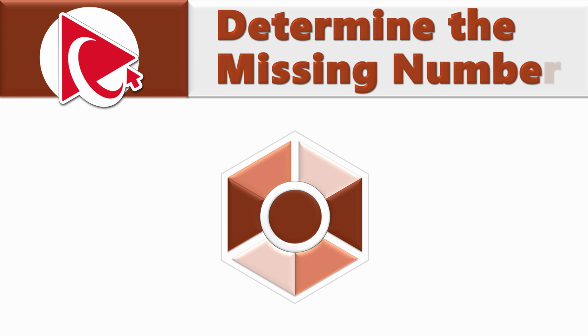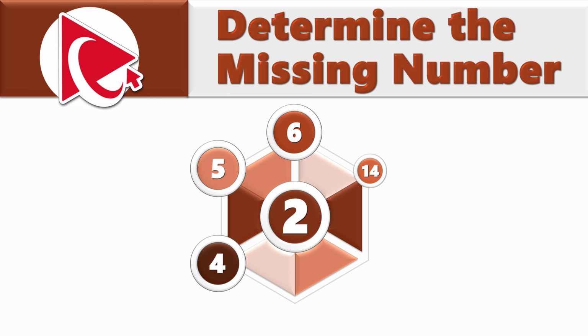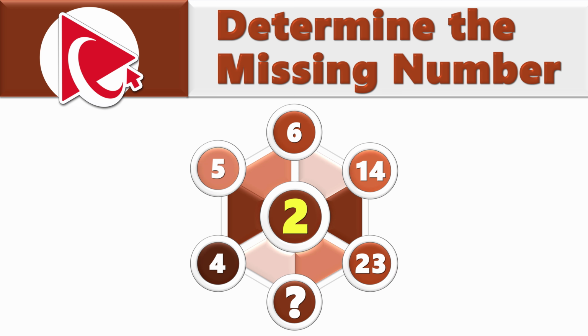You are presented with a hexagon. The hexagon has numbers on the inside as well as numbers in each corner on the outside. The number inside is 2. The numbers on the outside are 4, 5, 6, 14, 23, and then comes the missing number, which you need to calculate and select out of 4 possible choices.